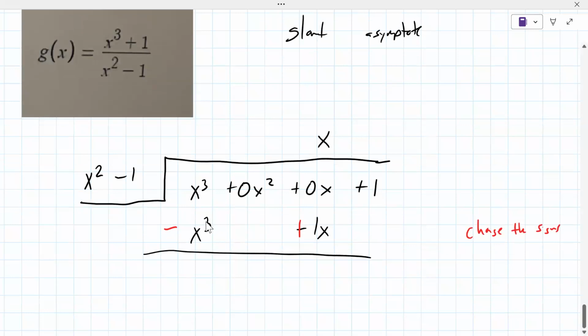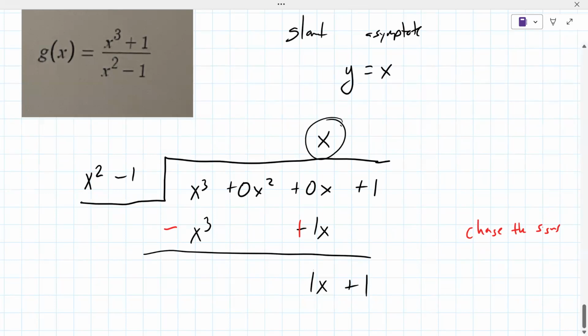So what's left over here? When you add, what's the result? 0x squared plus x plus 1. Yeah, so you don't need that. So you do x plus 1. The thing here is that you can't go any further because there's no way to get an x from the x squared. So you're kind of done. This right here is the answer. And that is your slant asymptote, y equals x.